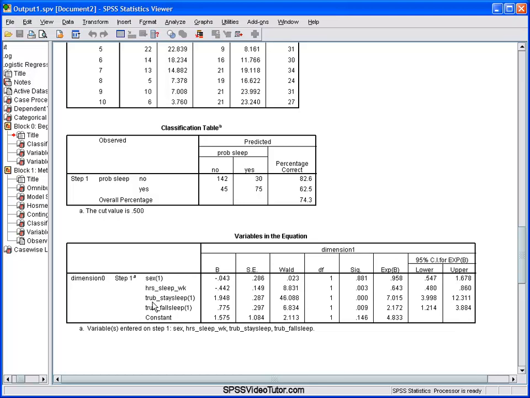Okay? Now we go to trouble falling asleep. All right? Again, since it's dichotomous, you're going to use the category that refers to 1, or the unit 1. Okay? So people who report that they have a problem falling asleep are 2 times more likely to report that they have a sleep problem than those who do not report problems falling asleep. Okay?